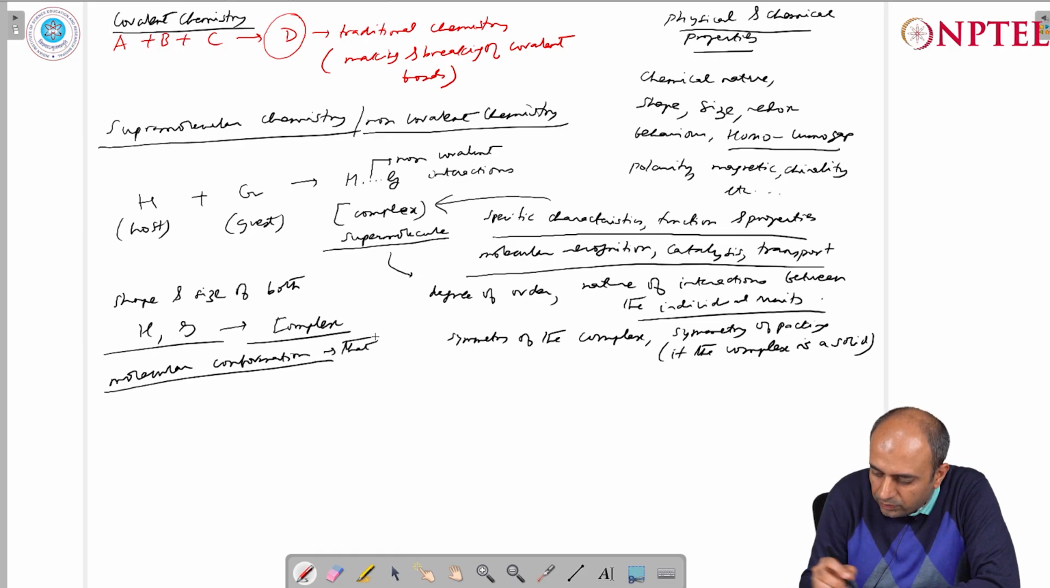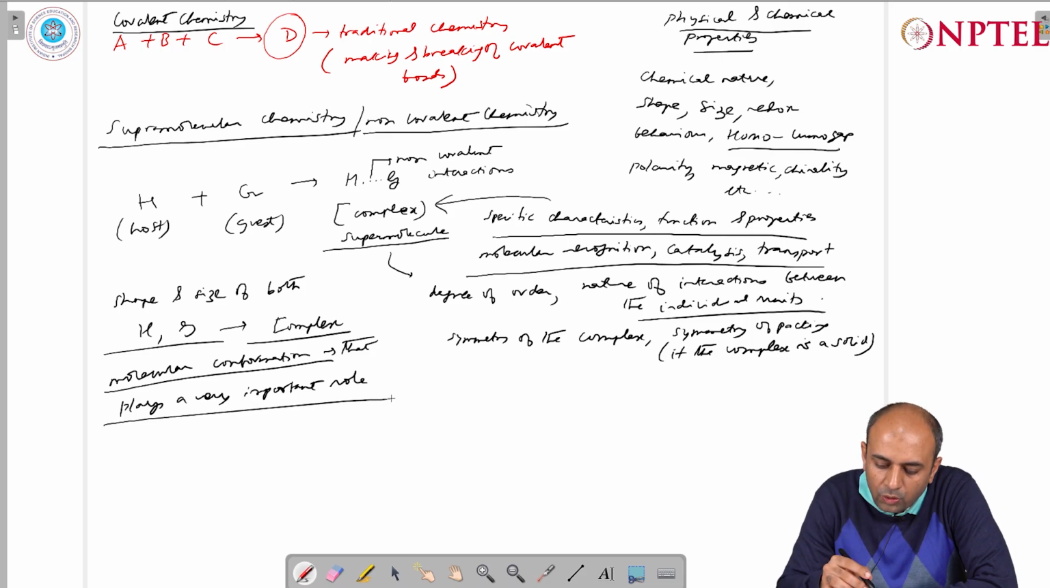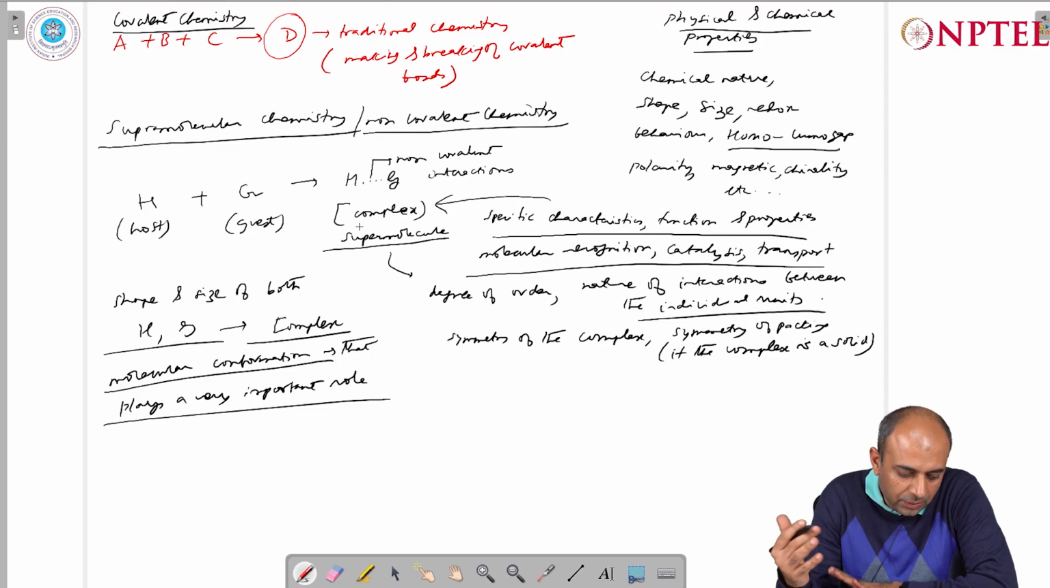And in this regard, it is the molecular conformation that plays a very important role. So, what is the molecular conformation of the host when it is not interacting with the guest, and what is the molecular conformation of the host when it interacts with the guest? So, these things are extremely important because that decides the overall shape, and the subsequent property will follow from there.